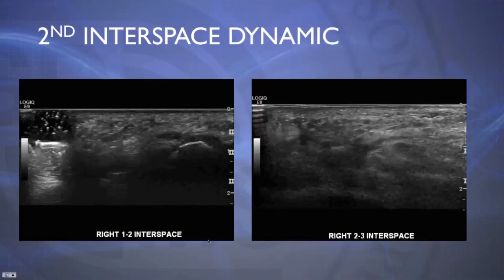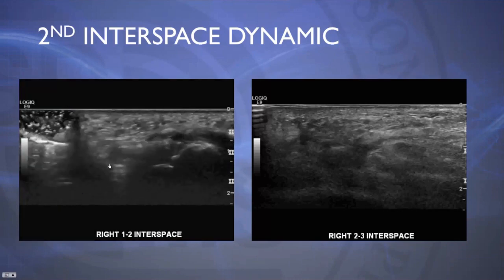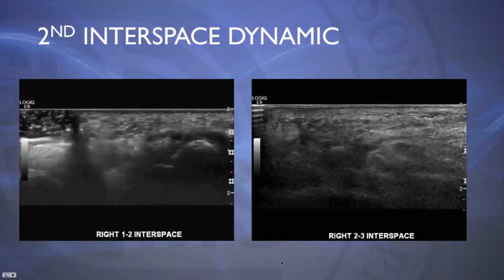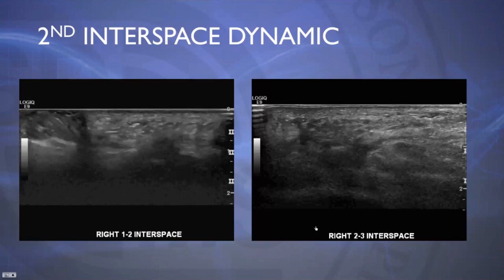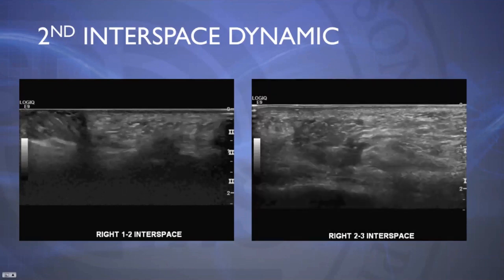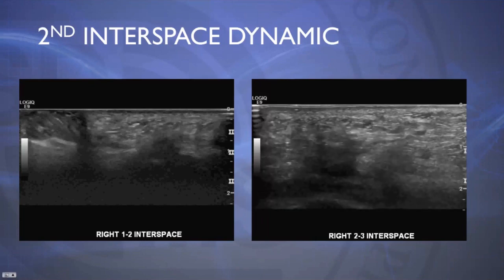And this is showing you some of the dynamic maneuvers that you can do. This is of the right first to second interspace. Trying to demonstrate if there's any kind of fluid in there. Move that around. The right second to third, we're suspicious of a neuroma. And by moving that probe back and forth, you're able to not get too off axis. And if you do get off axis, you're rotating the probe so that way you can get back on axis of the area of interest.